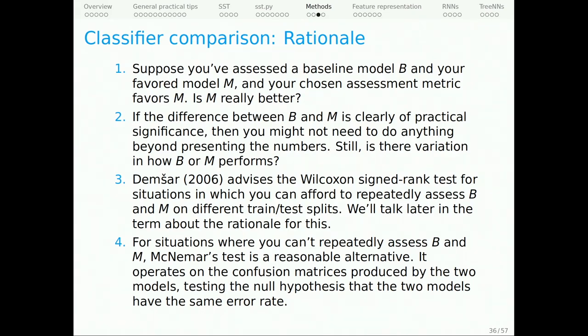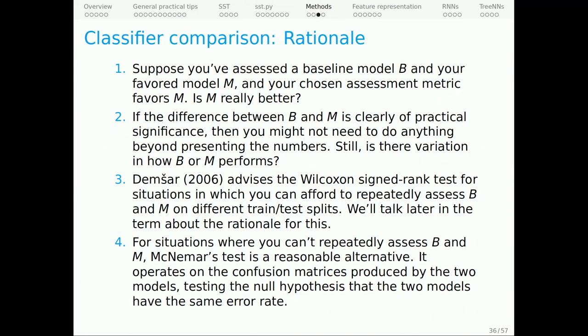That's a deep question. So first of all, if the difference between B and M is clearly of practical significance, like your model is going to save lives and you can show it's going to save 1,000 lives, then maybe you don't need to do a subsequent round of statistical comparison, right? Because maybe it's just clear that we should pick your model. But still, especially in this age of deep learning, you have to ask whether there's variation in how either of those two models performs. Because maybe on one run you saved 1,000 lives, and in another, actually your baseline model was saving more. So even in the case of practical significance, you might want to do something further.